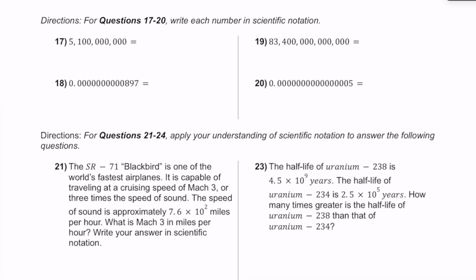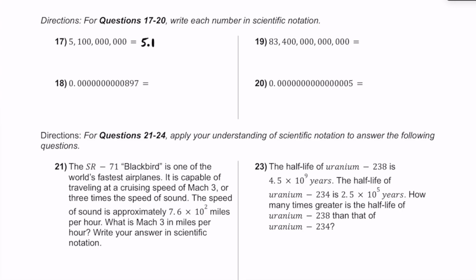So for this first number, it's going to be a big one here. Let's see, if we count how many times we're going to move it over, by default, the decimal is at the end of the number to the right because it's a whole number here. So we're going to move over 3 and then 3 and then 3. And this is where we're going to stop because we need only one whole number. So this value here is going to be 5.1.